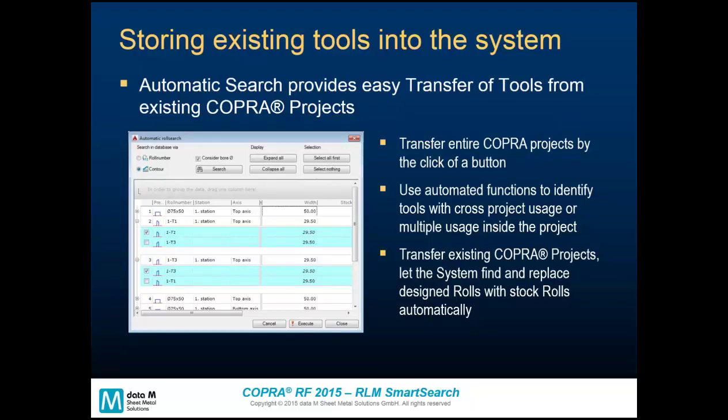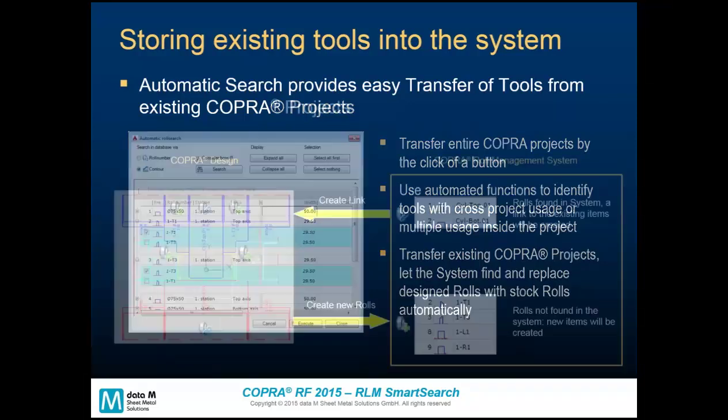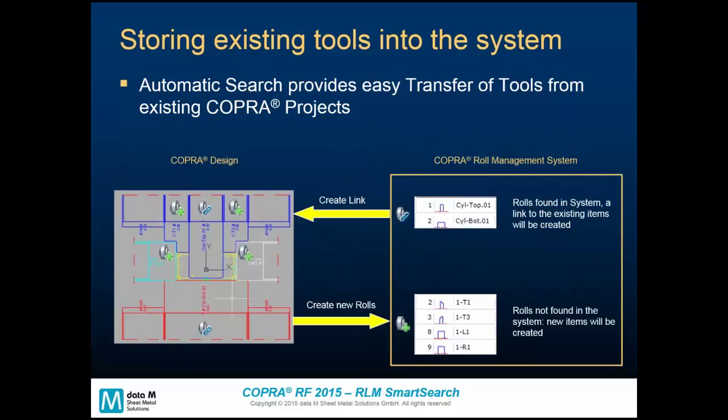Transferring the existing COPRA projects lets the system find and replace designed roles with stock roles automatically. So in other words, we don't have to manufacture the new designed role. We can choose a role from a role tool set that already exists. So the automatic search provides easy transfer of tools from the existing projects.